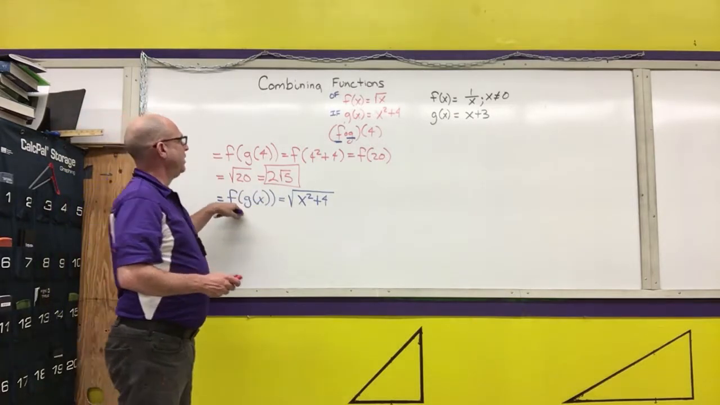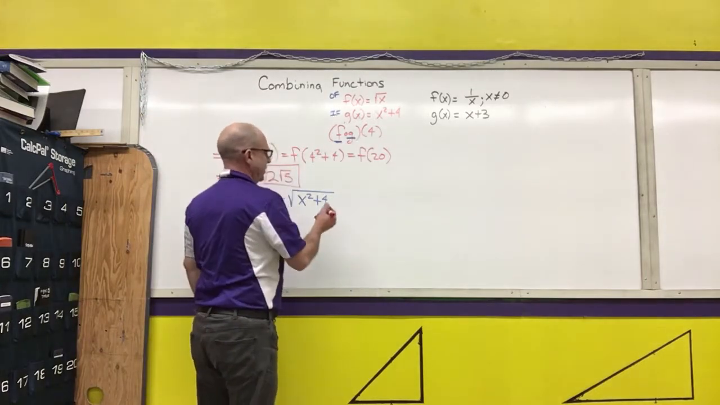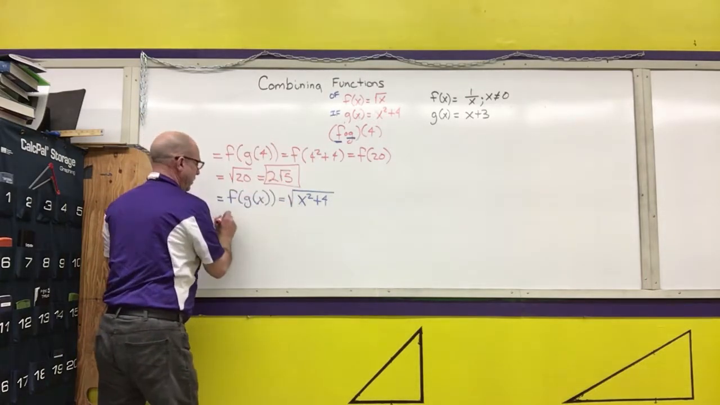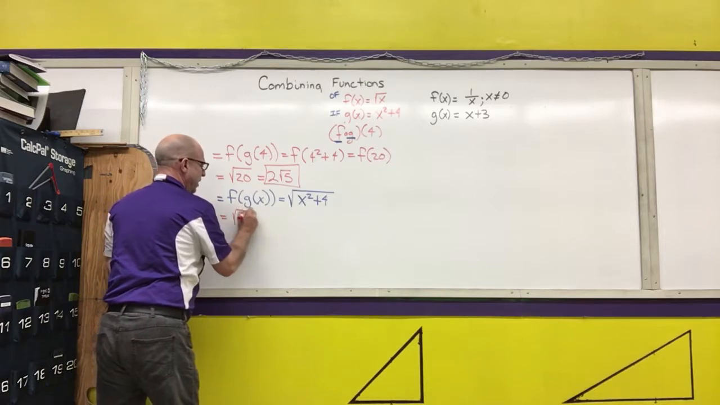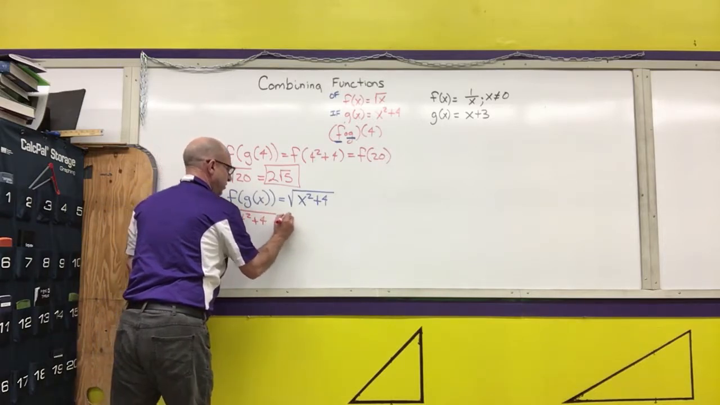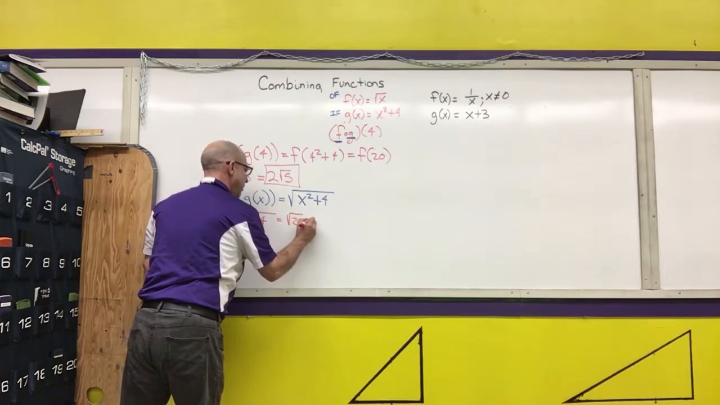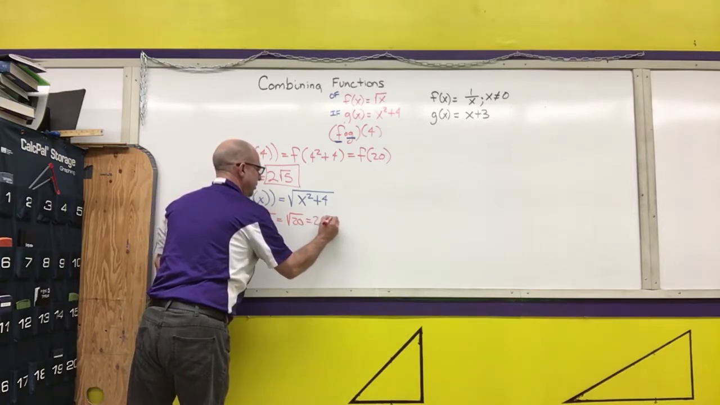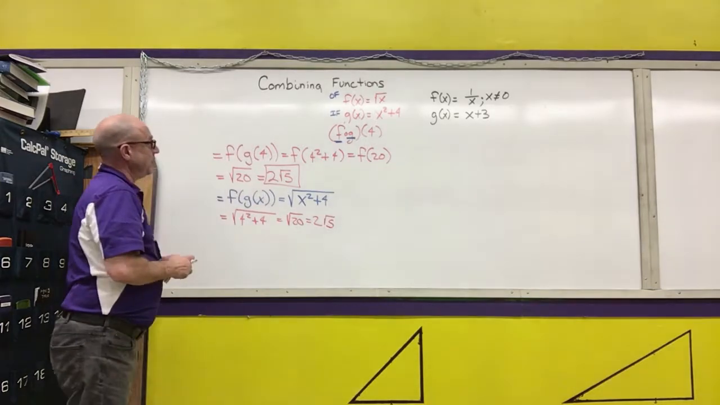So that gives me the single composed function for f of g of x. And I can evaluate this at 4, just like I did up here, except I'm going to do it in one step. Now that gives me the square root of 4 squared plus 4, which is the square root of 20, which is 2 square root of 5.